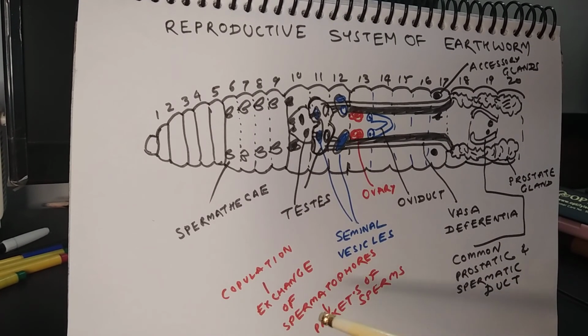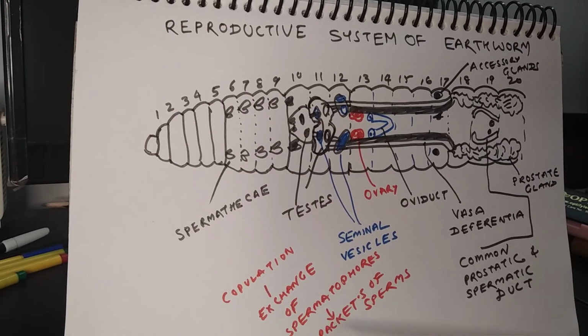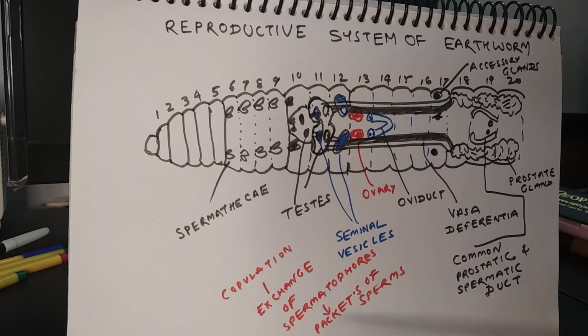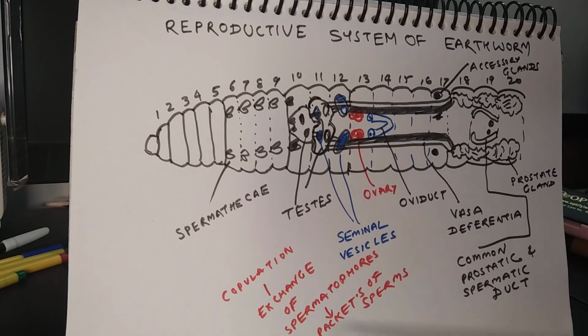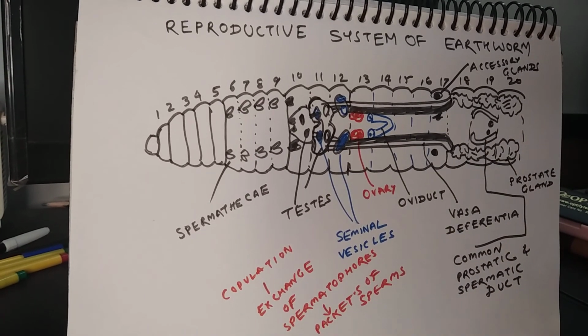And from each cocoon, after suitable time, that is about 13-15 days, baby earthworms are born. On an average, each cocoon produces around 12 to 15 baby earthworms. So that's all about the morphology and anatomy of earthworm.